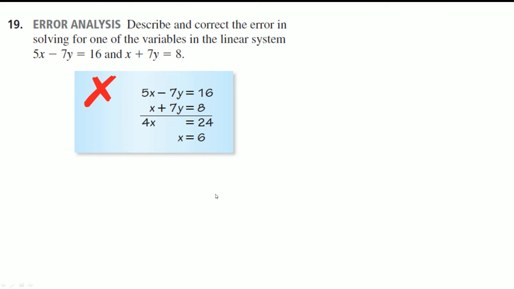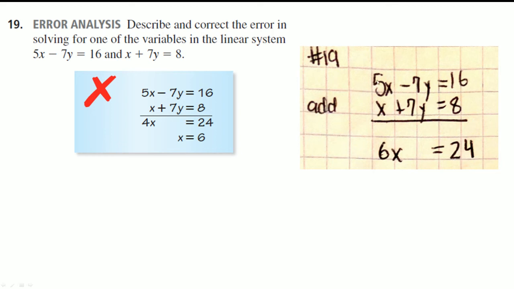Number 19, you're going to describe and correct the error in solving for this. So their mistake here is when they add this, 5x plus x becomes 6x. They add it. That's the only way that this gets eliminated, because negative 7y plus 7y does become the value of 0. That's how you get it to disappear. So you are adding here. If you are adding, this becomes a 6. That's how I got that. 16 plus 8 is also 24.